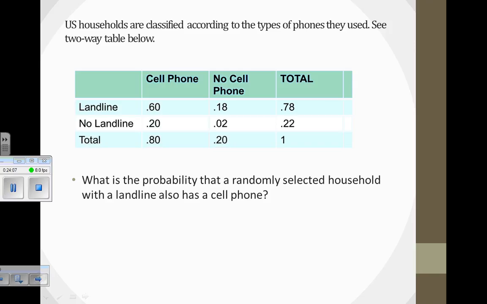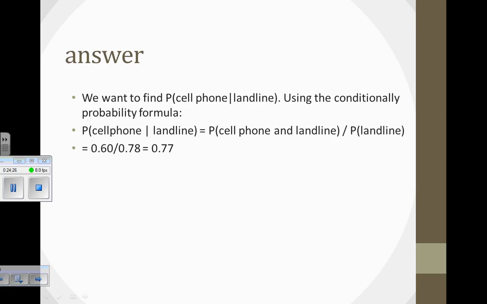All right, let's look at this one. U.S. households are classified according to the types of phones they use. See the two-way table below. What is the probability that a randomly selected household with a landline also has a cell phone? So you're saying, what's the probability of having a cell phone given they have a landline? See if you can do that one. I got 77%.